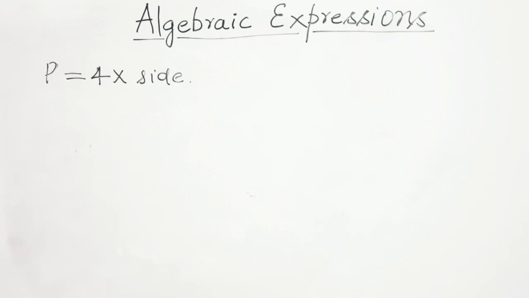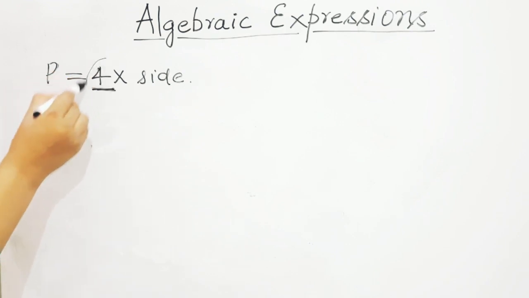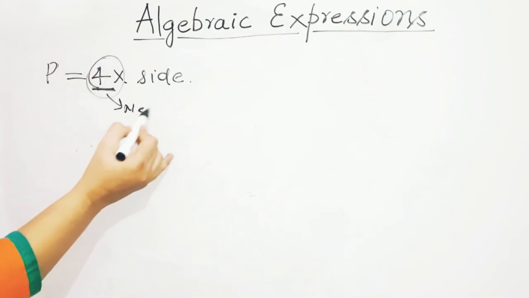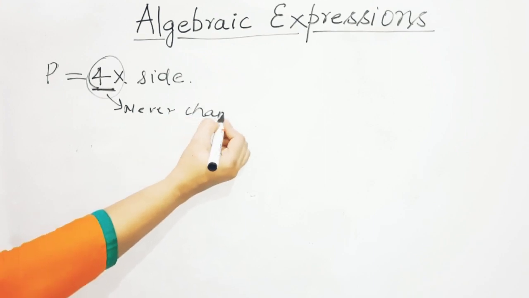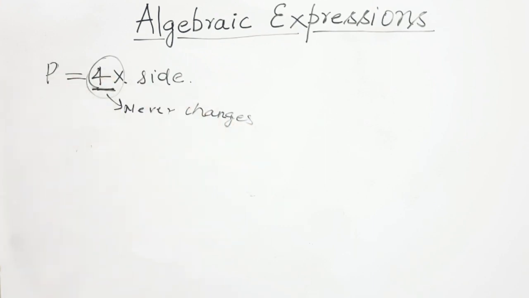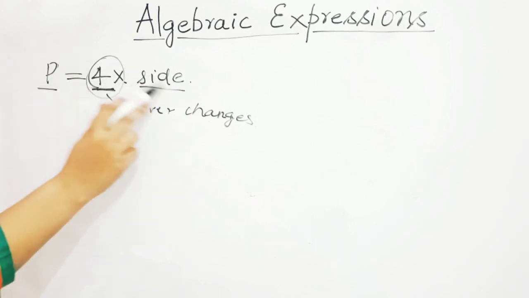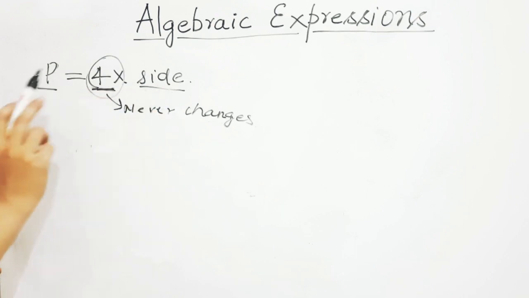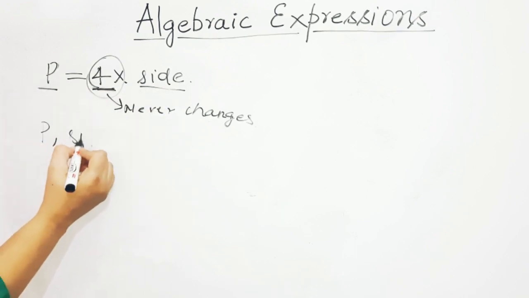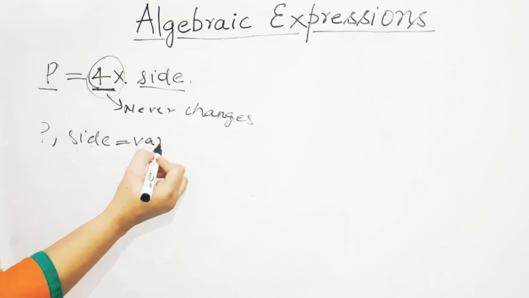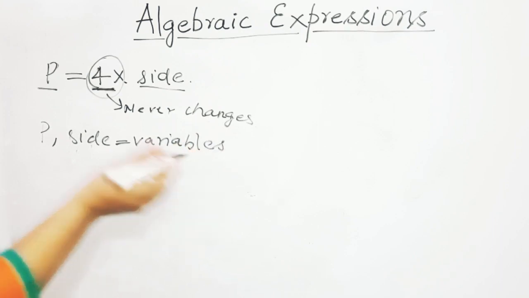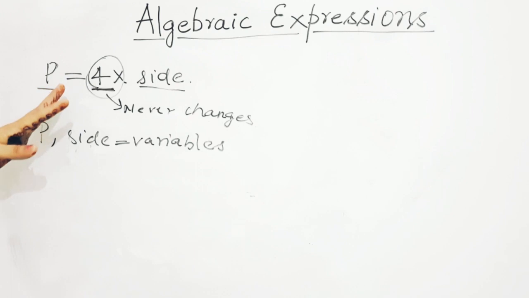As you can see, 4 is always fixed. Whenever you find the perimeter, this value of 4 never changes, right? That means 4 in this formula is a constant. Now talking about perimeter and side: different squares have different sides and different perimeters. So these two values are not fixed. These two values, perimeter and side, are said to be variables. Why are they said to be variables? Because their value continuously changes.